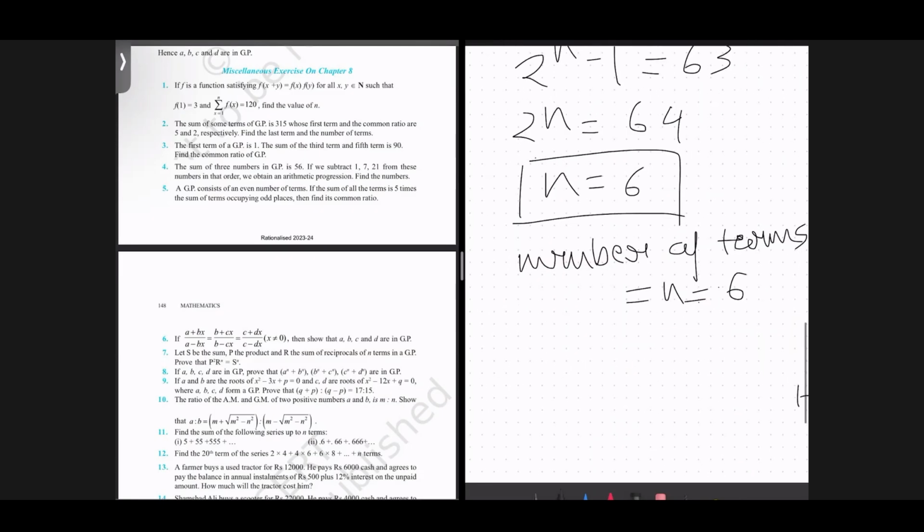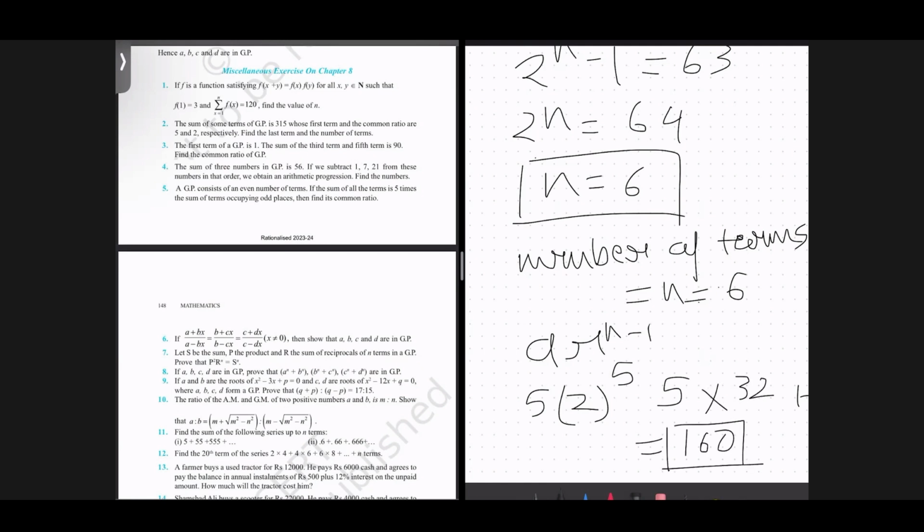The last term of the sequence is going to be a r^(n-1). A was 5, R is 2, and n minus 1 is going to be 5. So you have 5 into 32, and that is going to be 160. So the last term is going to be 160. So the number of terms is 6, the last term is 160, and yeah, this question is solved.